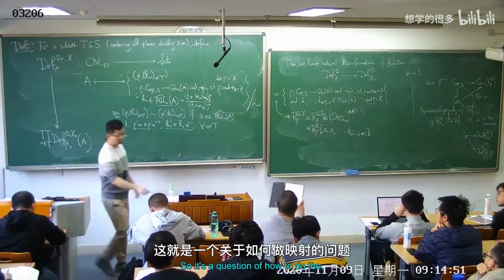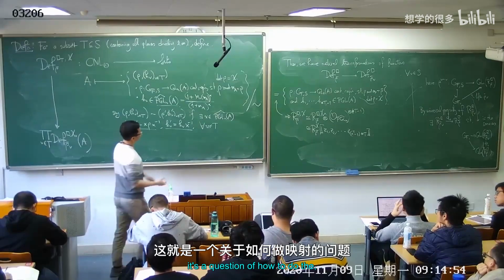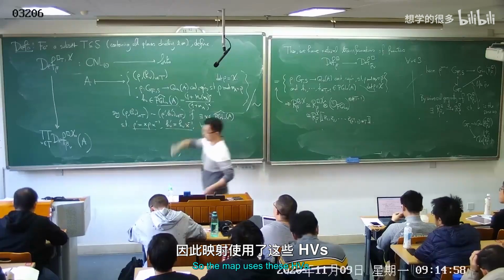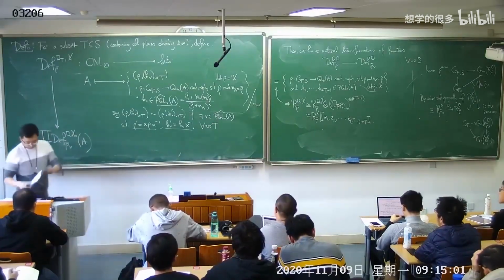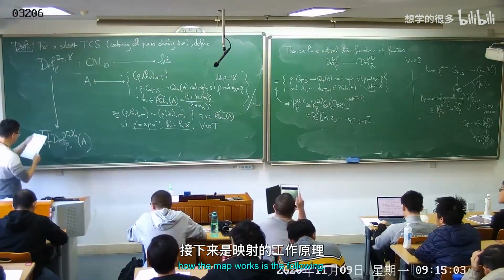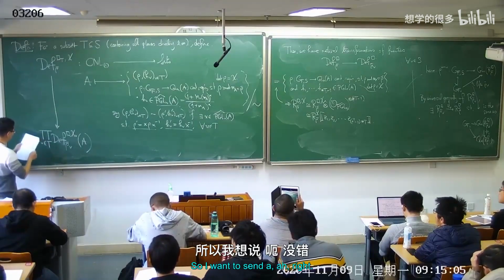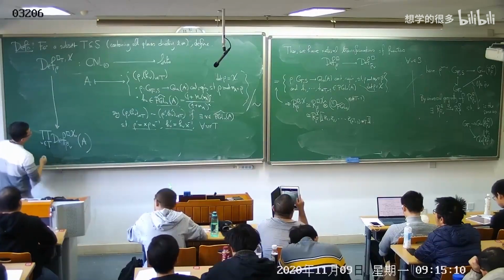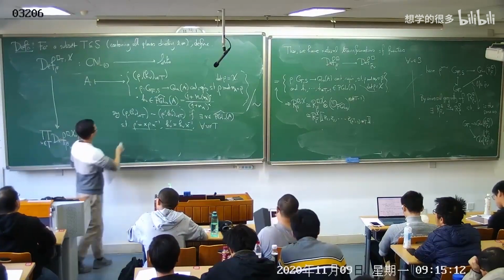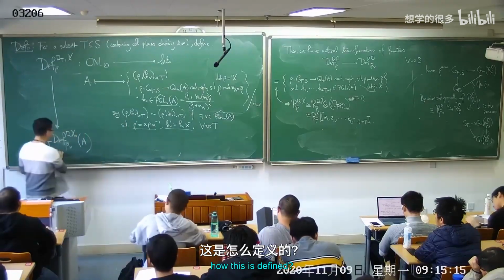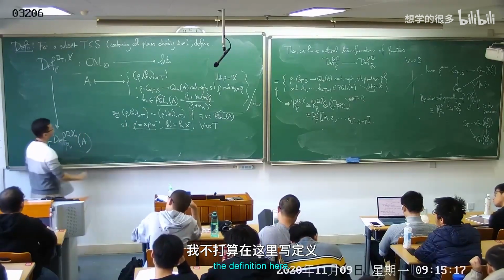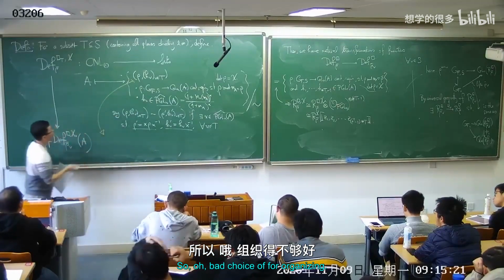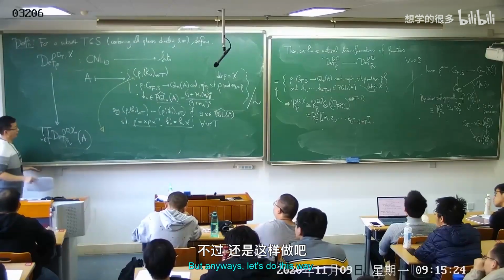So it's a question of how to do the map. The map uses its HVs. How the map works is the following. I want to send a... I mean, we all know how this is defined. I'm not going to write the definition here. But anyways, let's do this one.